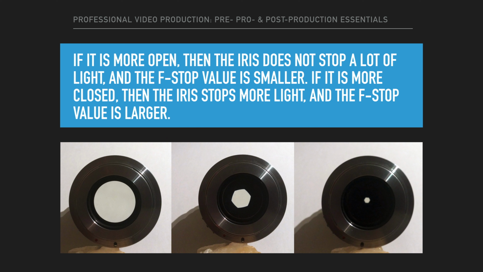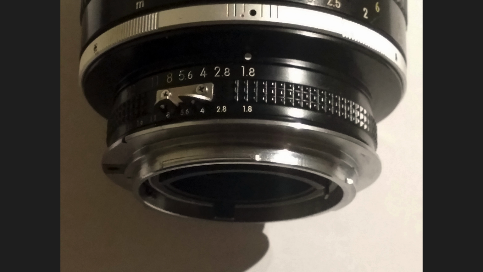Also, a lens can be fast or slow. If the minimum f-stop is low, then that lens is a fast lens and it will allow in more light. If the minimum f-stop is high, then that lens is a slow lens and it will let in less light. This picture shows the lens aperture ring on a Nikon prime lens.